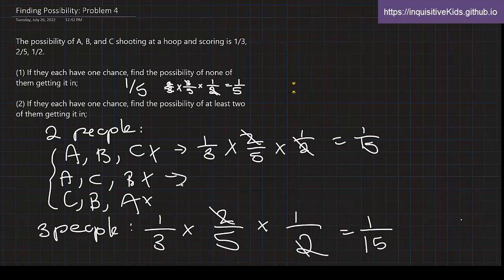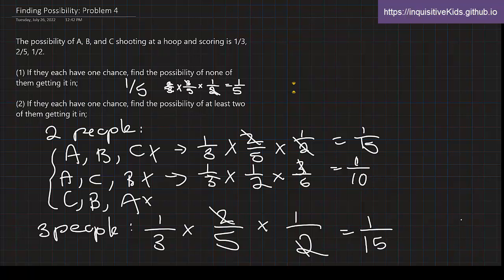Now let's look at the second scenario. A, C getting it in, but B not. So if A got it in, that would be 1/3, times the probability of C getting it in, which is 1/2, times the probability of B not getting it in, which is 3/5. If we multiply, we get 1/10.